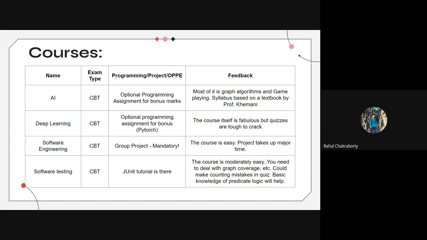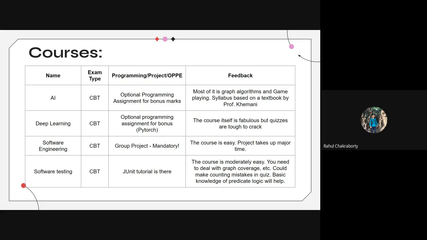And for software testing, one addition in software engineering is that it used to be more difficult a couple of terms back, if I'm not wrong, because we had to build applications from scratch. So basically the project of software engineering was like the MAD 2 project, but an industry-style MAD 2 project. You have to document the test cases, you have to use Jira, you have to use Selenium, which was not mandatory for others.